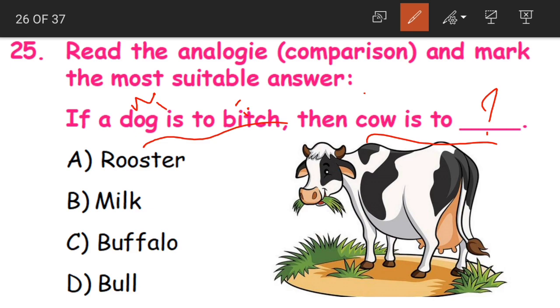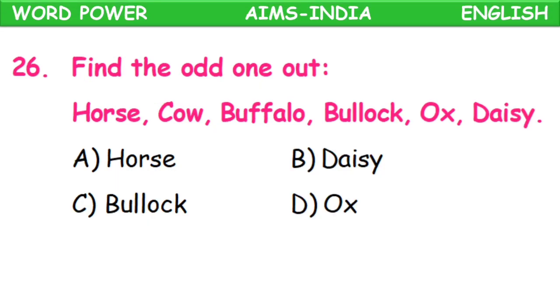Then cow also is a female. Female category, cow. For this, we have to identify the male one. Masculine gender. Either rooster, milk, buffalo, or bull. And the answer is D. Cow is to bull.